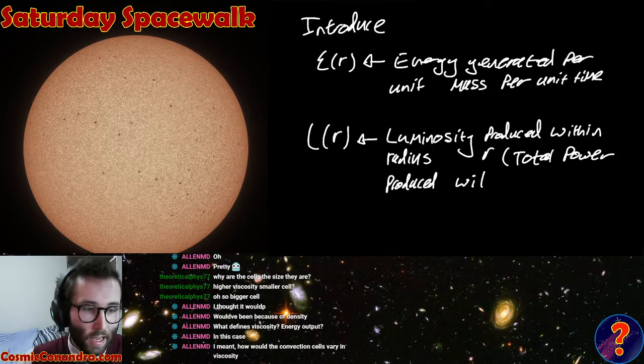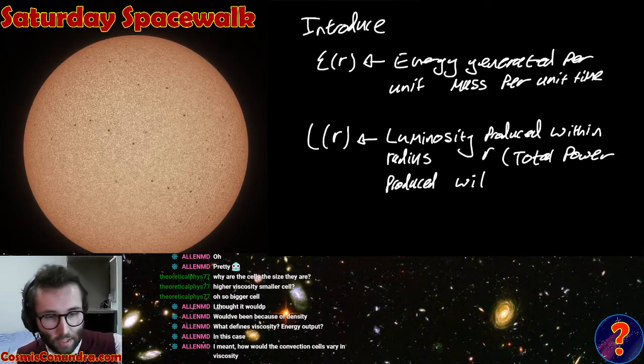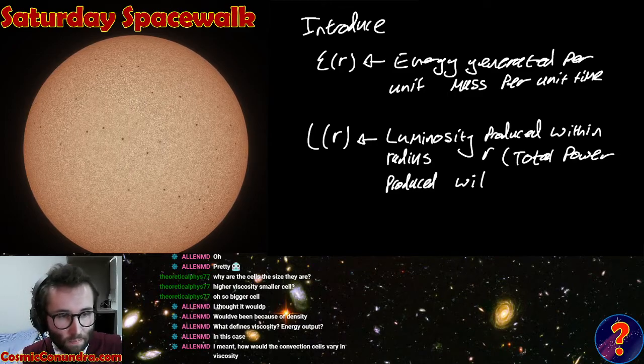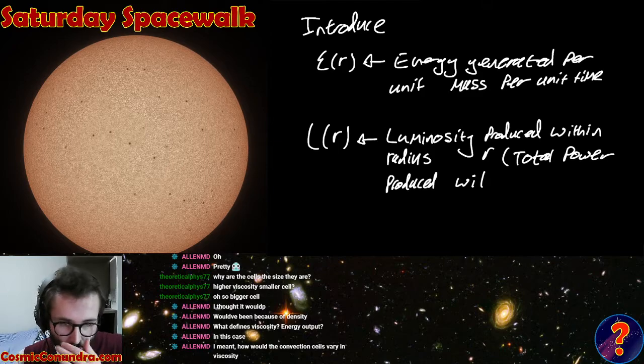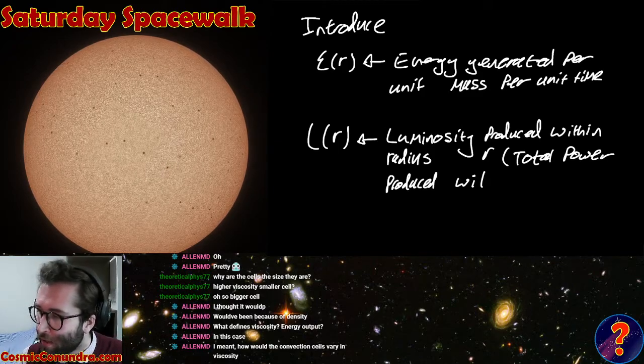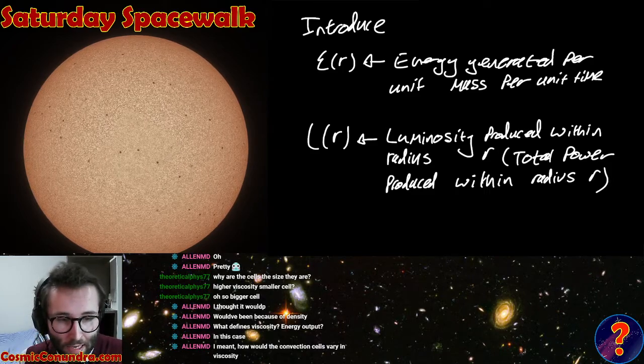Oh, I see. You meant how would the convection cells vary in viscosity? So what we were talking about earlier is I thought that you'd have bigger convection cells for higher viscosity. That's how it makes sense to me, but I'm not totally sure on that. My reasoning was viscosity tends to prevent mixing between layers.